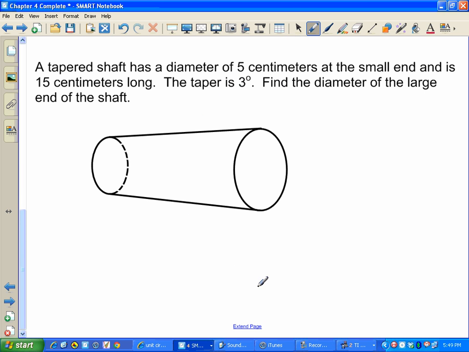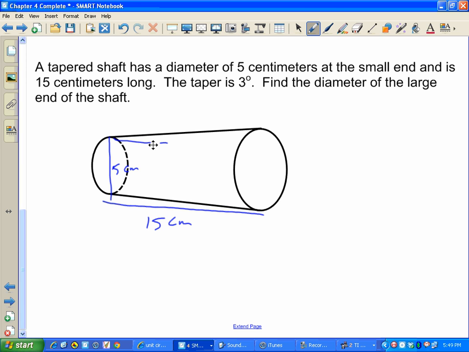So I got another one here. A tapered shaft has a diameter of 5 centimeters at the small end and is 15 centimeters long. The taper is 3 degrees. Find the diameter of the large end of the shaft. Alright, so tapered shaft, which I've drawn a picture of here, which means it's smaller at this end and wider at this end. And the small end has a diameter of 5 centimeters. And its total length is 15 centimeters.